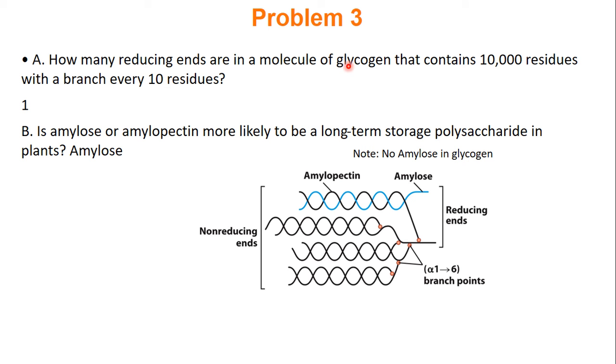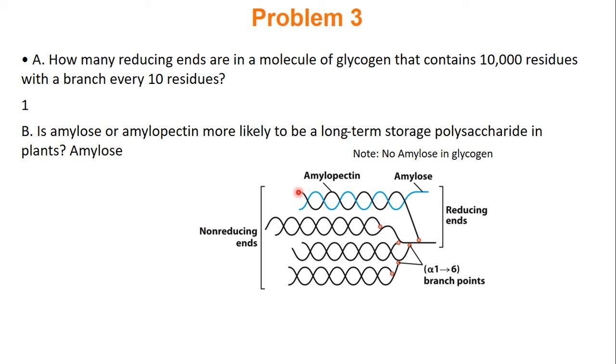So it's a branched molecule. So let's say that we have glycogen with 10,000 residues, and with a branch every 10 residues. How many reducing ends are there? And so to show you this, I've got the picture for the plant version. So the way to look at this for glycogen is imagine this blue amylose was gone. Glycogen is basically amylopectin, but just a lot more branches.